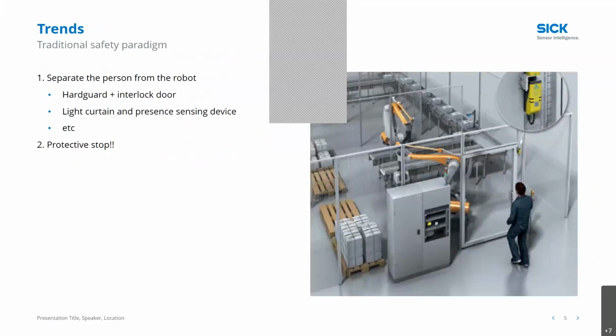So let's talk about some trends. The traditional safety paradigm, the traditional way to safeguard robots, is to isolate the person from the robot. It's pretty typical to use some form of hard guarding. Maybe you interlock the door, maybe use a light curtain or other presence sensing device. But the key is, anytime the worker attempts to interact with the robot or enters the robotic cell, we enter a protective stop. So there's no power to the cell when we're working inside. The main idea is that in years past, we do a full stop.